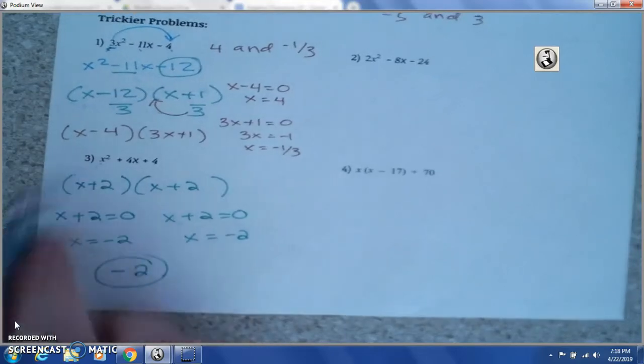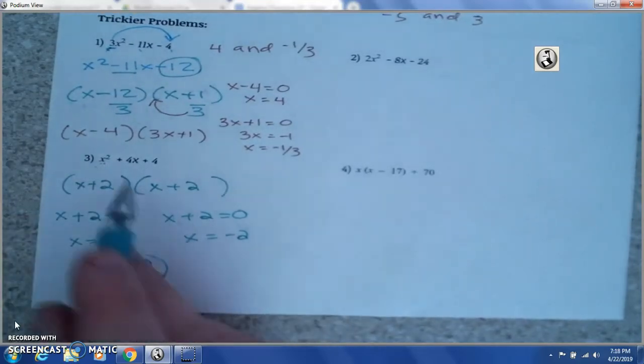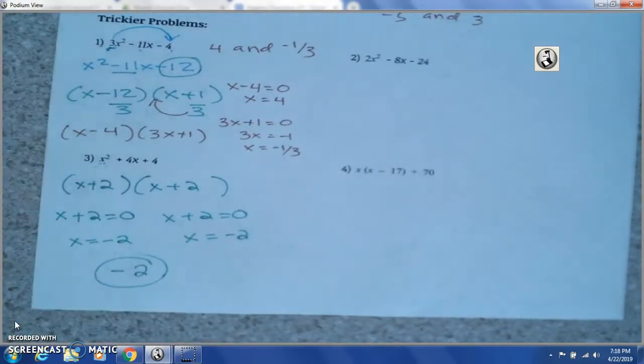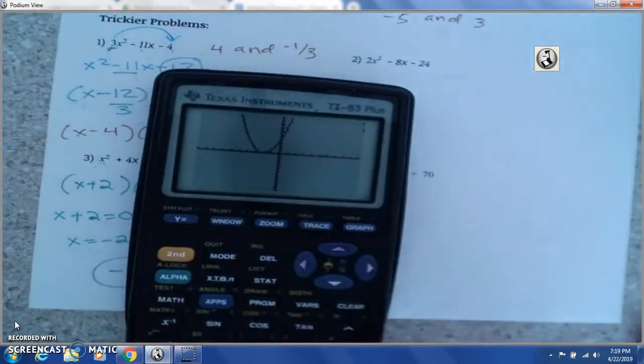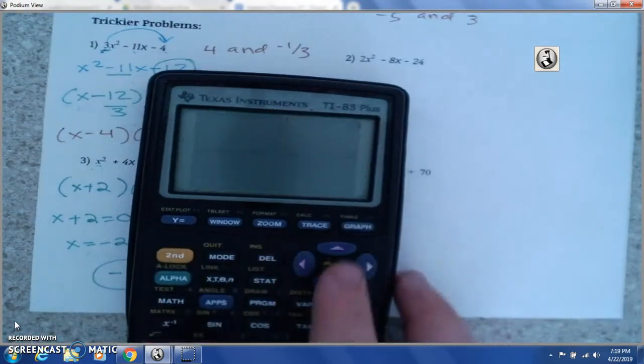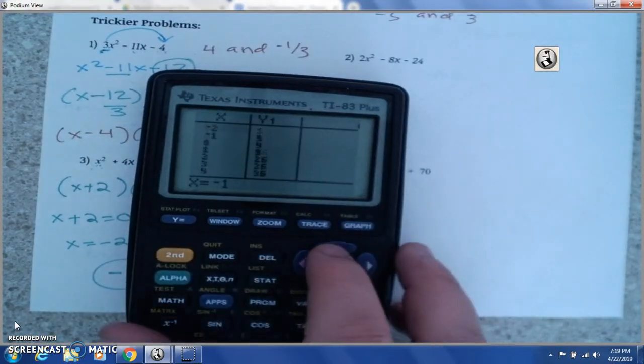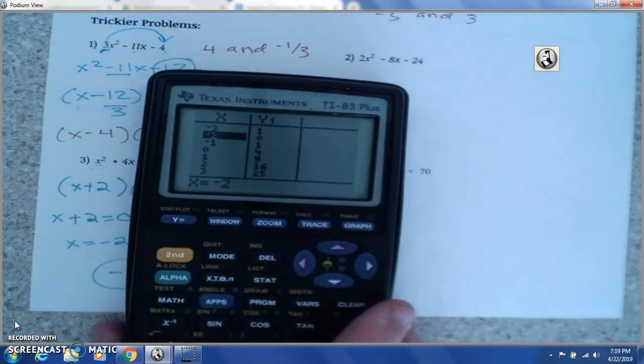So there are cases that that little trick I was telling you doesn't always work. Okay, and if you put that in your graphing calculator, you would probably get a nice, clear answer. See, yeah, right at negative 2, and you could enter your table, and it would be rather clear that the only answer is negative 2.